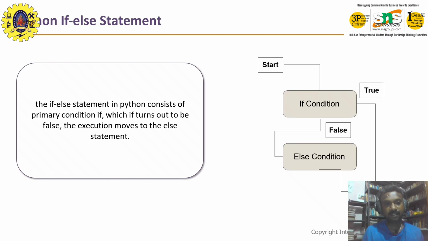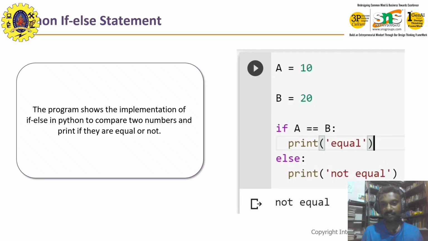So here, first we are going to see the if else condition. For example, if the condition is satisfied, then go and execute the statements inside the if condition. Otherwise, the statements inside the else condition are executed. See this example. We have created two variables, a and b. The value 10 is assigned to a. The value 20 is assigned to b.